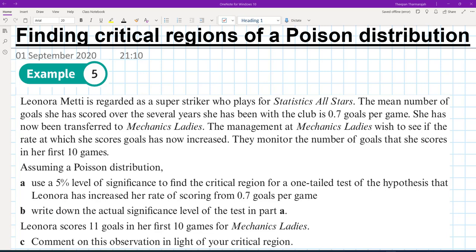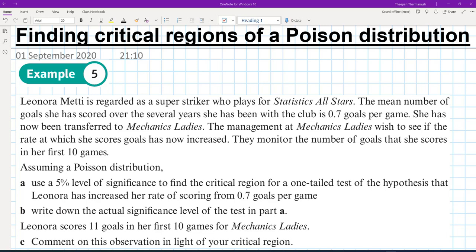The management at Mechanics Ladies wish to see if the rate at which she scores goals has now increased. Don't forget, this is now increased. We've got a direction, so it's a one-tail test. We call it a one-tail upper test. They monitor the number of goals that she scores in her first 10 games. Assuming a Poisson distribution, use a 5% level of significance to find a critical region for a one-tail test of the hypothesis that Lionel has increased her rate of scoring from 0.7 goals per game.